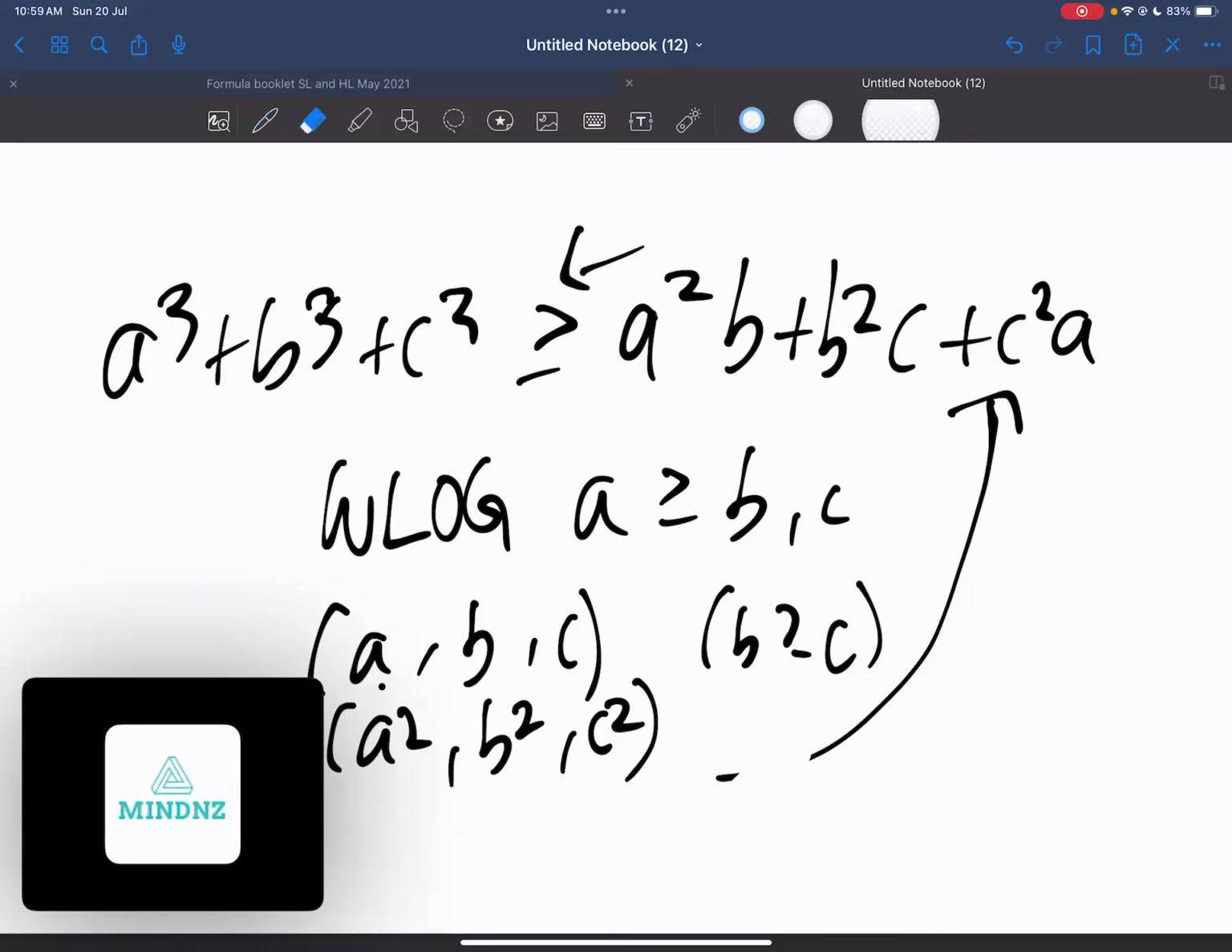And then similarly for if you assume that C is greater than B, you also get the same outcome.